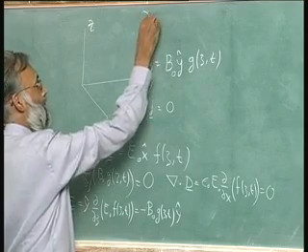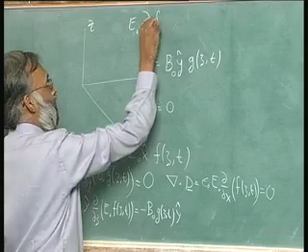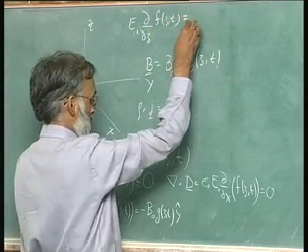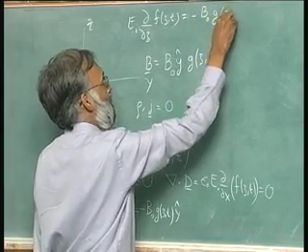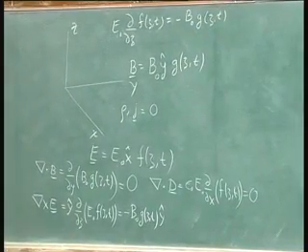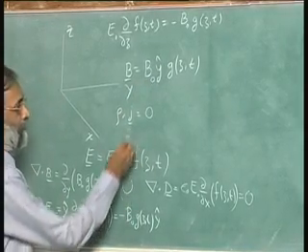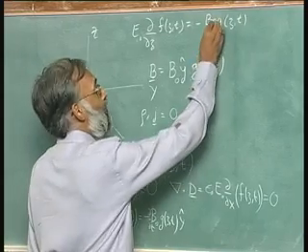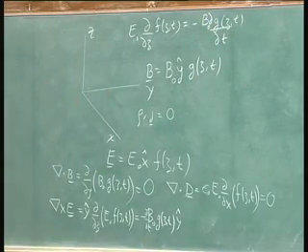del/del z of E naught f of z, t is equal to minus B naught g of z, t. Sorry, this should be del/del t of, because it is minus the time rate of change. Del g/del t.